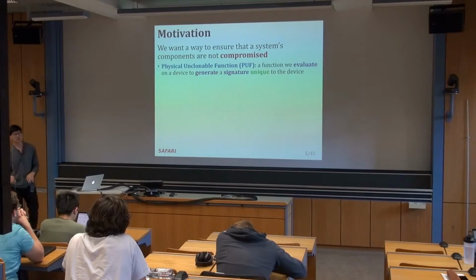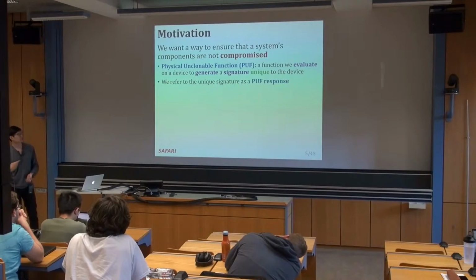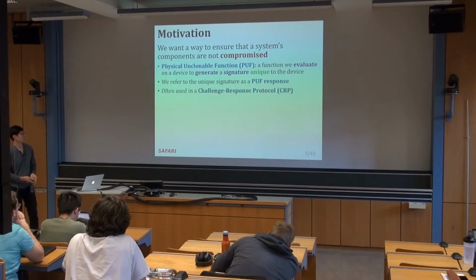One way to detect such an attack is using a physical unclonable function, or a PUF, which is a function that we evaluate on a device to generate a unique signature on the device. We refer to the unique signature as a PUF response. And these are often used in challenge response pairs.